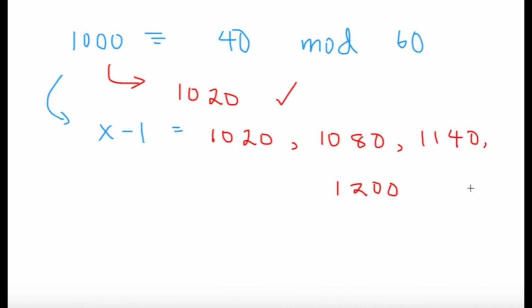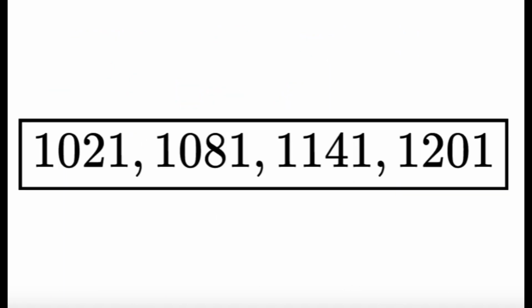Now, since the 4 smallest possible values of x minus 1 are these 4 values, simply add 1 to all of these. Adding 1 to all of these terms, we're going to get that the 4 smallest possible 4-digit values of x are 1021, 1081, 1141, and 1201. And this will be our final answer.